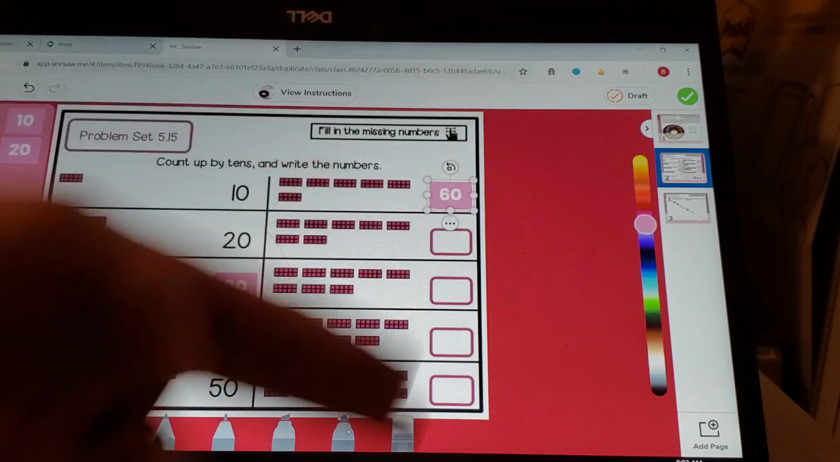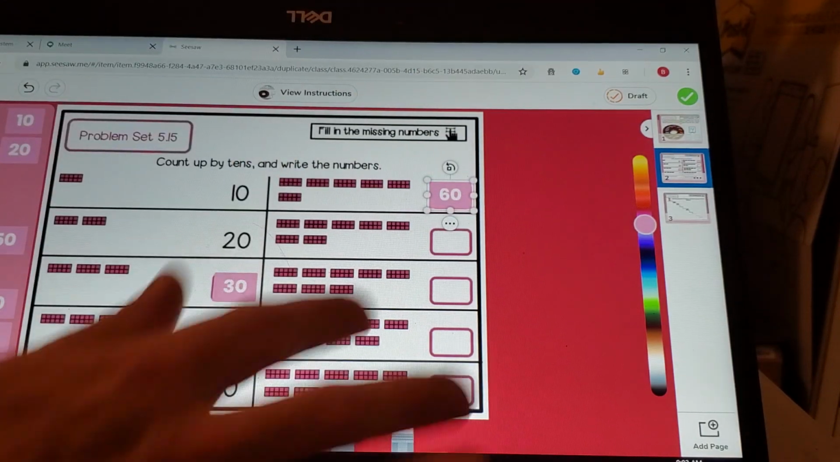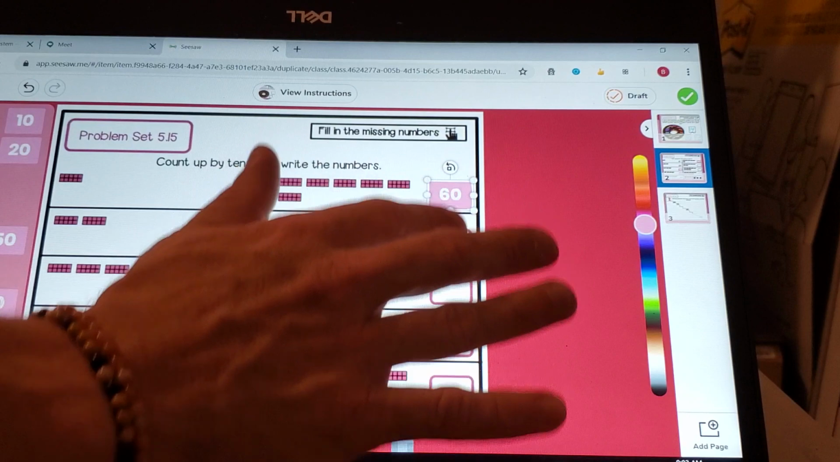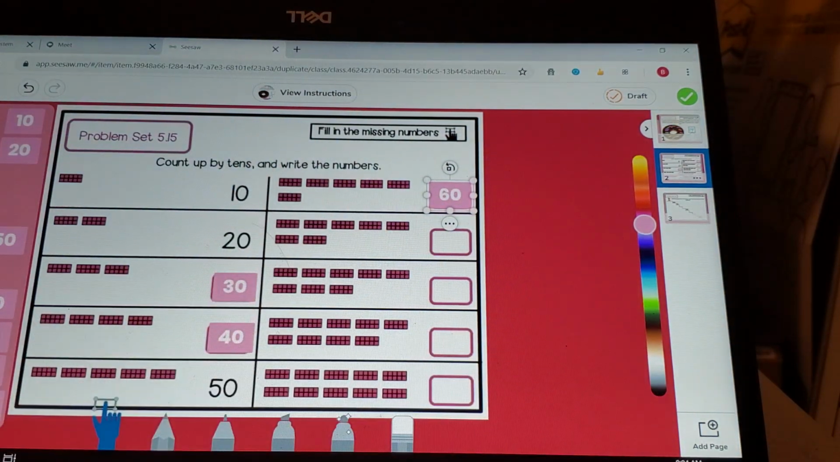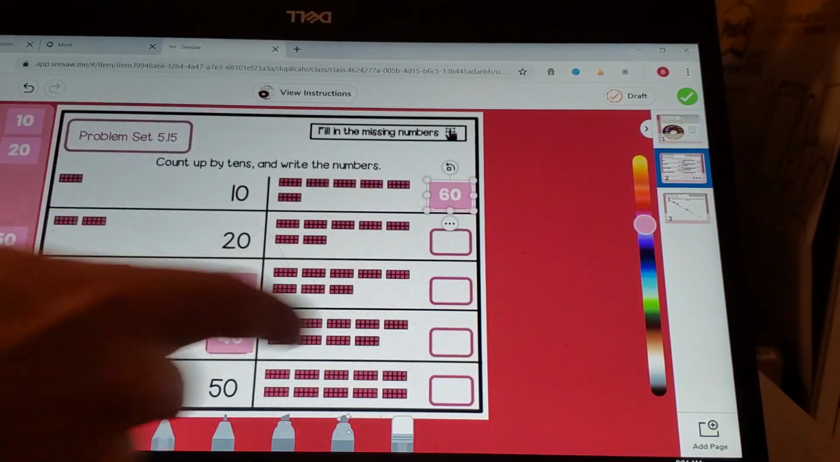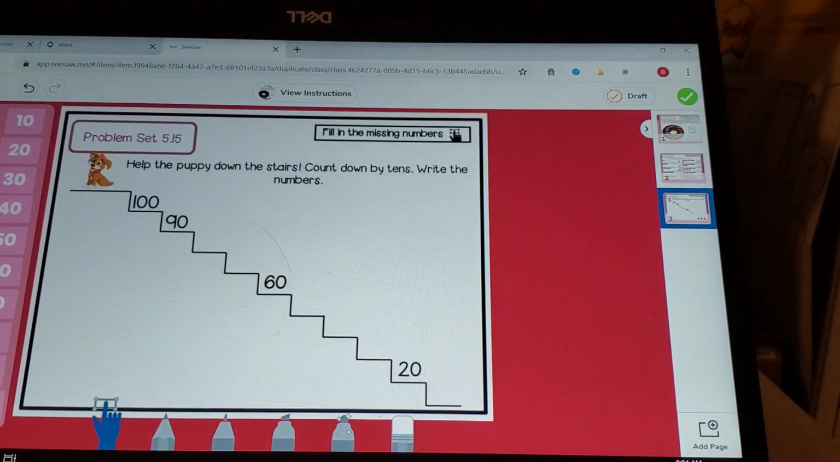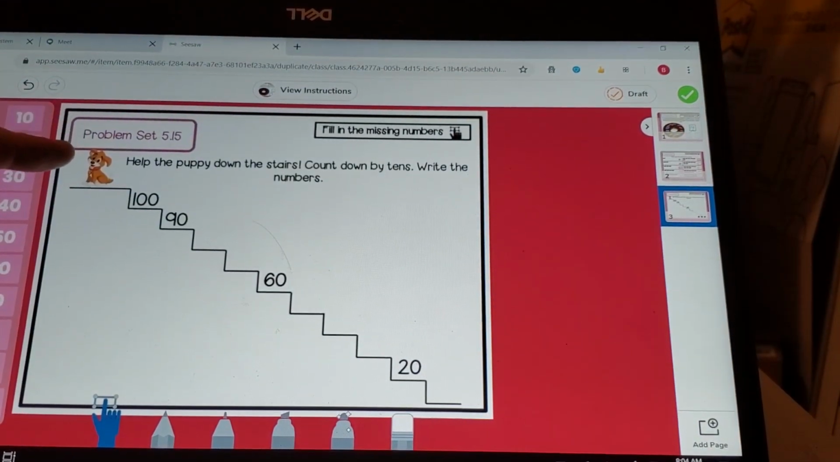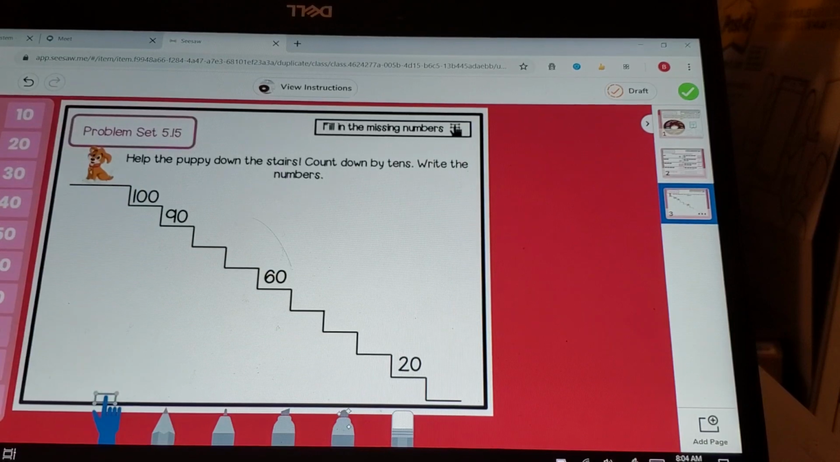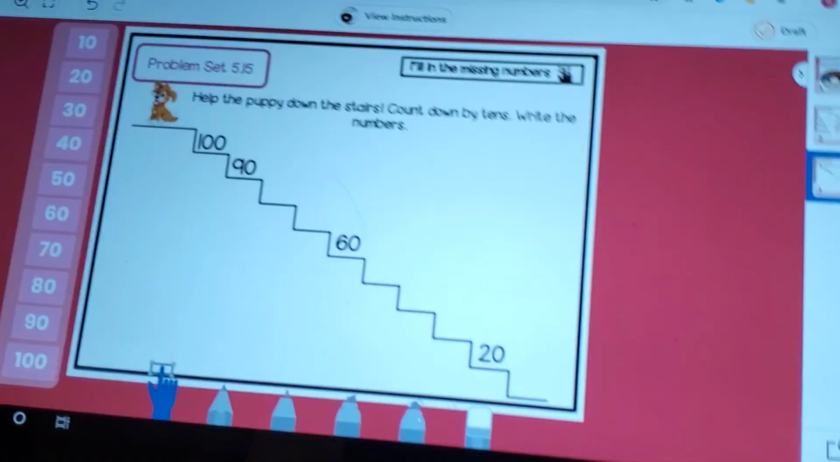All right, that's how you're going to continue to do page number 2. I want you to fill in the missing numbers by counting the 10 frames and either writing or moving the numbers over. Now, on your last page, this puppy wants to go down the stairs. And boys and girls, guess what? If you can count up by 10s, well, by golly, we can count up by 1s. We know if we can count up by 10s, we're going to go down by 10s, right? Same way as if we're counting our 1s.